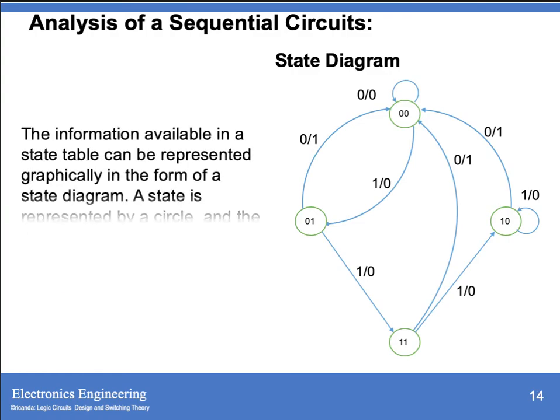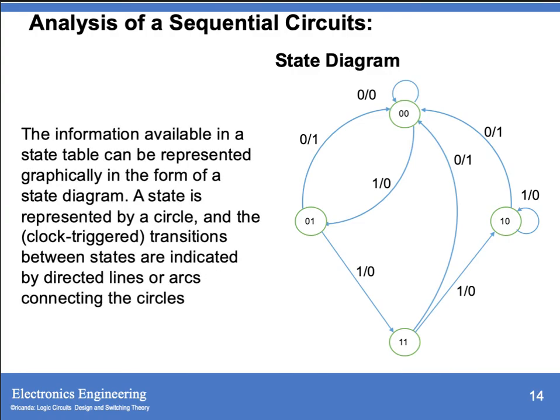The information available in a state table can be represented graphically in the form of a state diagram. A state is represented by a circle, and the clock-triggered transitions between states are indicated by directed lines or arcs connecting the circles.